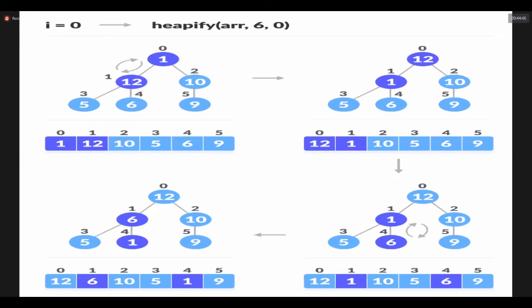If i is equal to 0, it will compare with the 12 and 10. But why will it compare from 1 and 5, 6? i is equal to 0, it will compare with the 12 and 10.